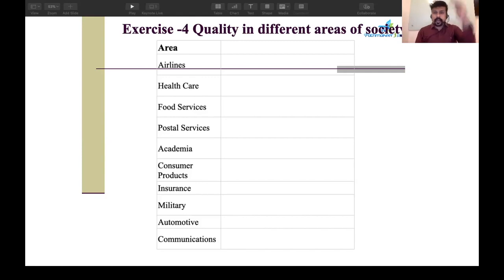Like this, you can give examples for the remaining industries or areas of society, and fill it in the exercise sheet that was given to you. It will be mentioned as exercise 4, quality in different areas of society. So fill in your details in your exercise sheet and again share it with us.